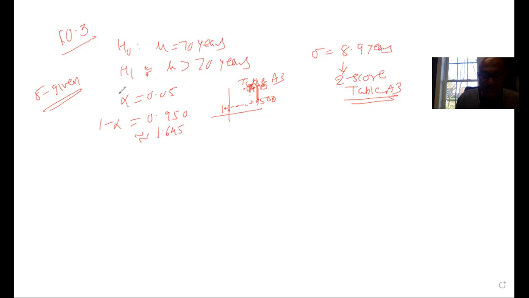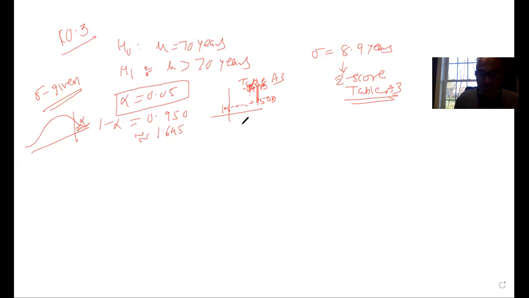Here I consider just alpha, because you can see H1 is strictly greater than 70. That means we are looking for only a one-sided region, and alpha is your level of significance, so don't divide by 2. Whenever it is a two-sided tail, only then do we divide by 2, so alpha by 2. Otherwise, just stay with alpha. If it is a left tail, again, just stay with alpha.